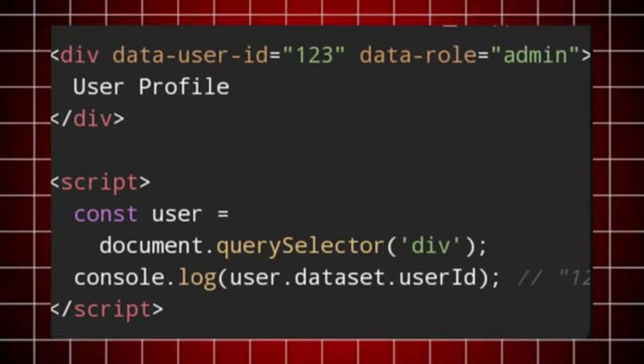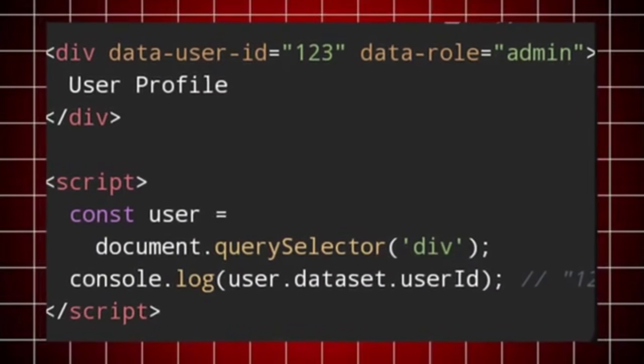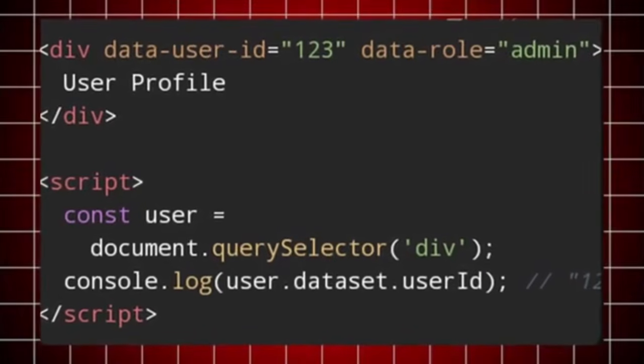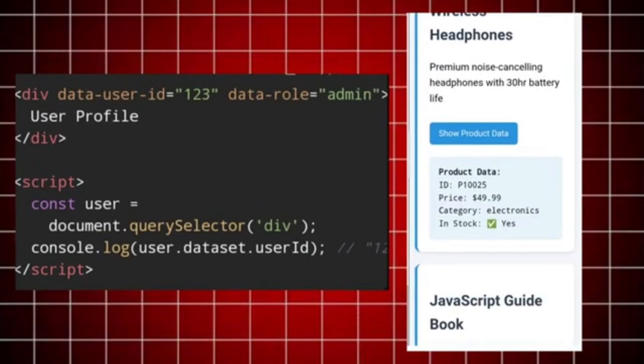Number 10, create your own attributes with data-star. Need to store extra info? Add data-user-id equals 123 or data-price equals 99. JavaScript can easily access these.